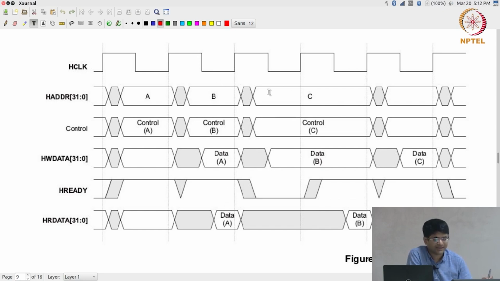In the third cycle I have started giving the address and control for C, but my slave was not ready. So what happens? C just gets extended out by one cycle. The write data corresponding to B also has to be extended out. So all of those things are pretty much intuitive. Whatever you would expect to see is happening over here. It's just that the ready signal becoming low automatically stretches things out by the appropriate number of clock cycles.